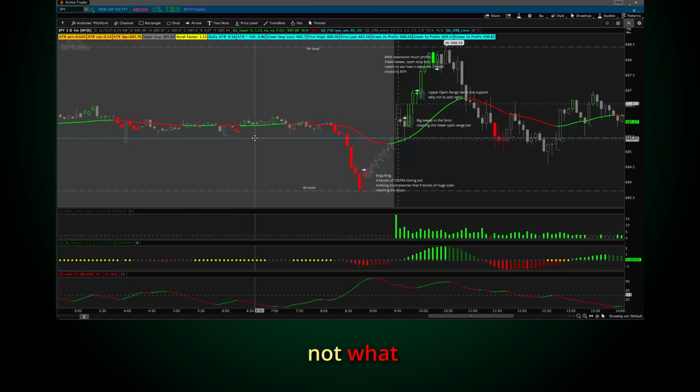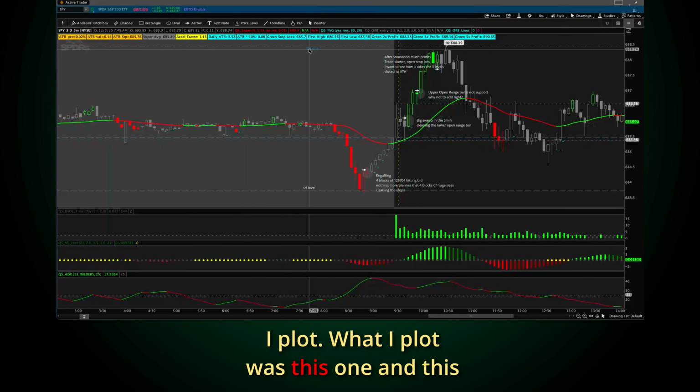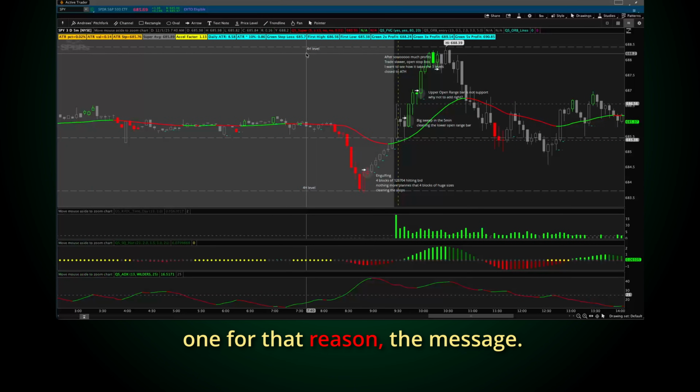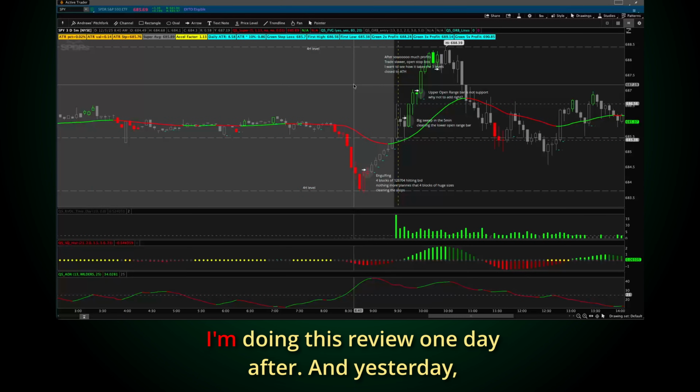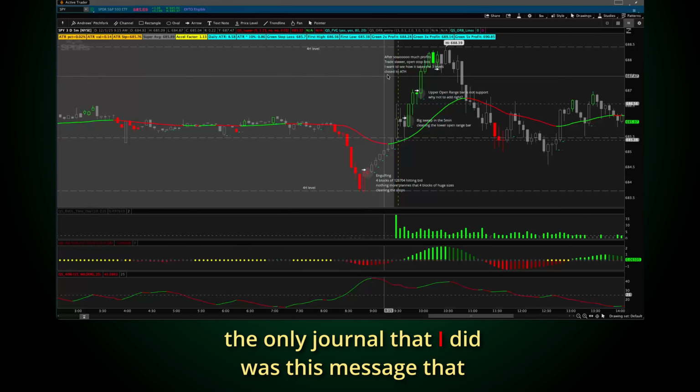And this line, this level, is because I noticed I got it wrong at the beginning. So this is not what I plotted. What I plotted was this one and this one. For that reason, the message. Notice that I'm doing this review one day after. And yesterday, the only journal that I did was this message that you see here.